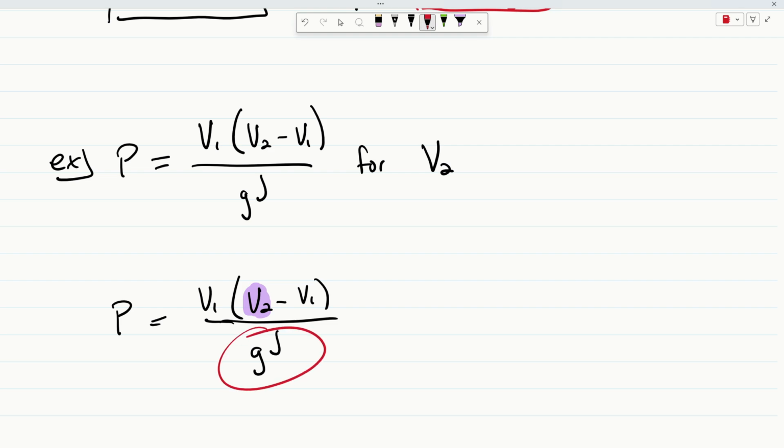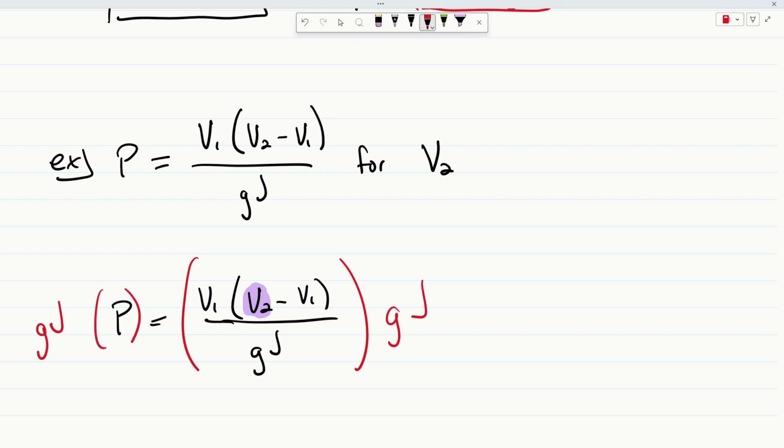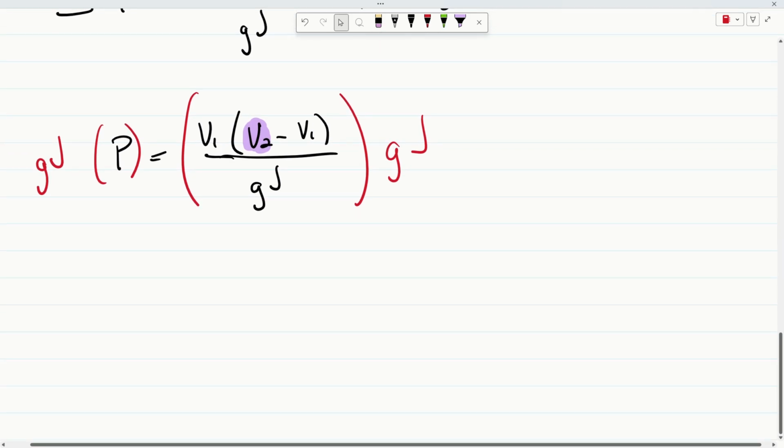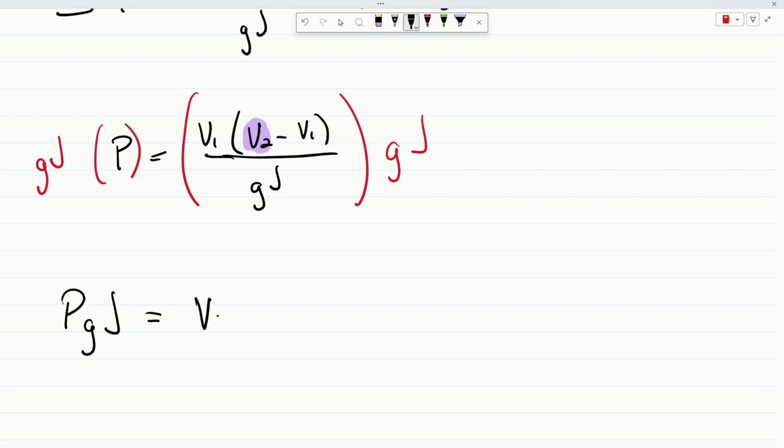But the first thing I want to do is I want to get rid of this G times J. And since we are dividing this entire numerator by that, I'm going to go ahead and multiply both sides by G times J. That reduces it on the right. So I get P times G times J equals V1 times the quantity of V2 minus V1.